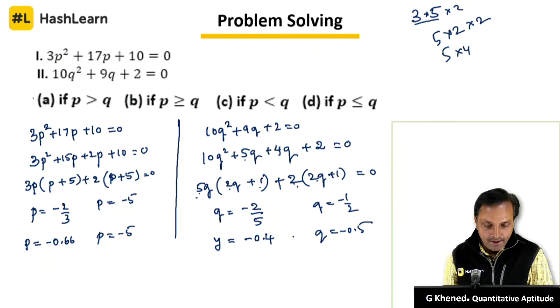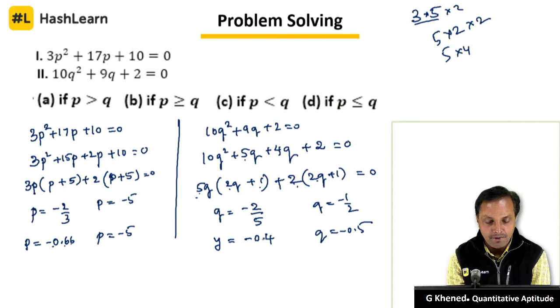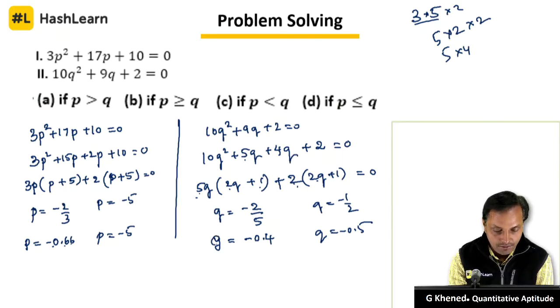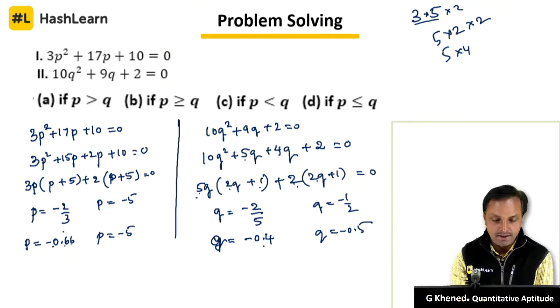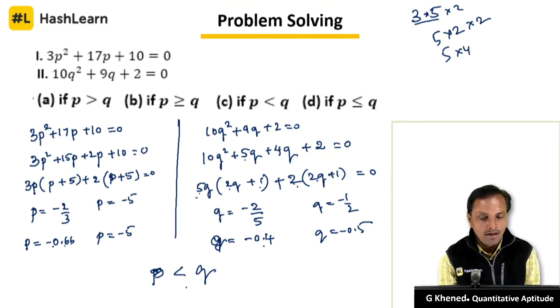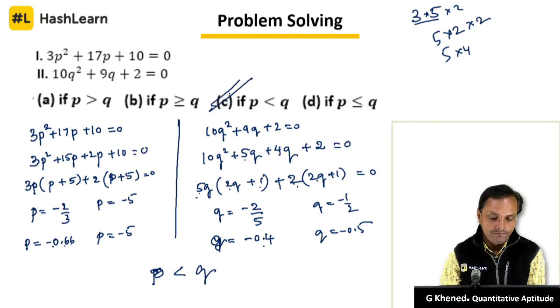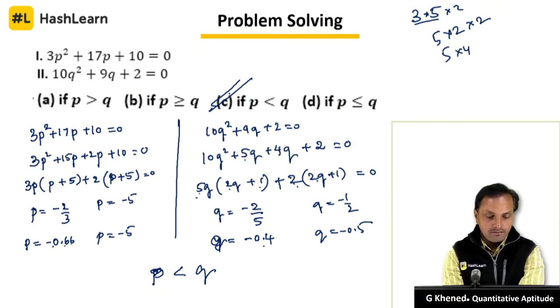So you can notice here minus 0.66 is here and minus 0.4 is there, and the value of this is q, minus 0.4 is bigger than minus 0.66. Therefore you can say your p value is less than q value. P value is less than q value and there is no option which are similar. Equal to sign is not considered. Option C.